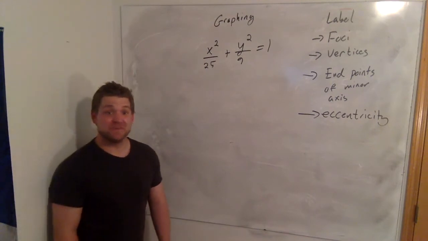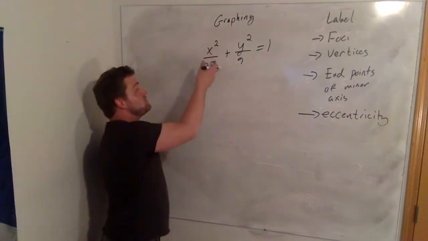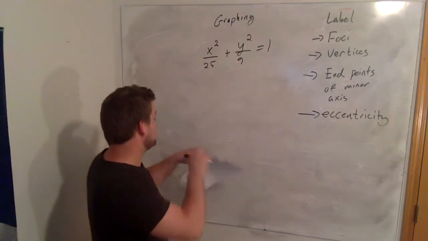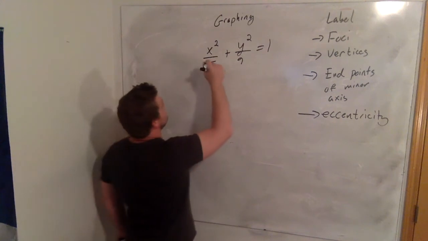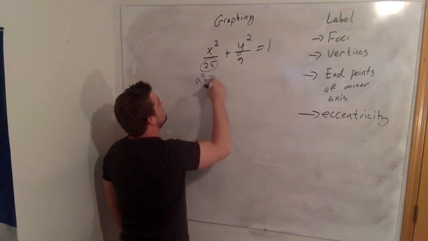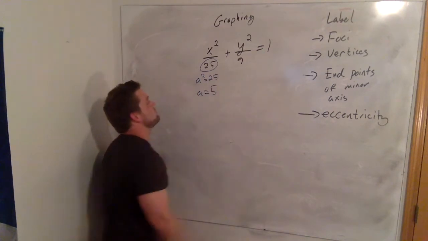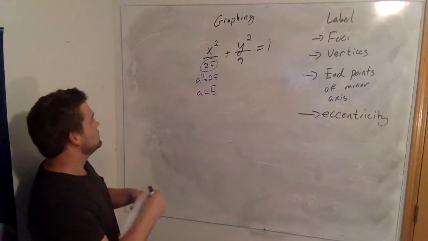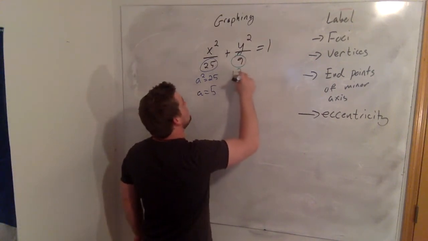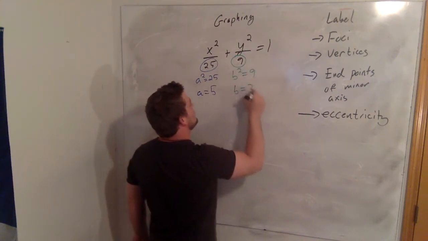Okay, let's do it. Let's first note that the x squared is being divided by the larger number, so this is going to be elongated more in the x direction. That tells us that a squared is going to be equal to 25, or if we square root both sides, a will be equal to 5. This 9 will be our b squared. Well, b squared will be equal to 9, so b will be equal to 3.